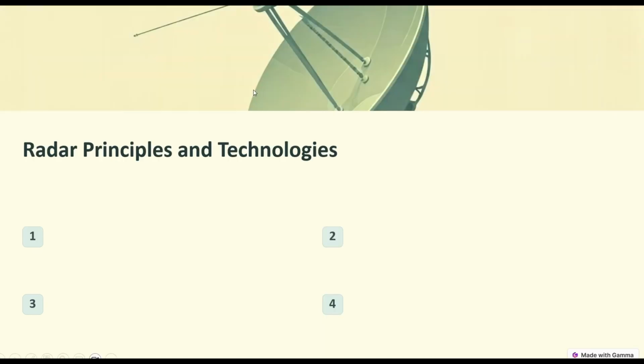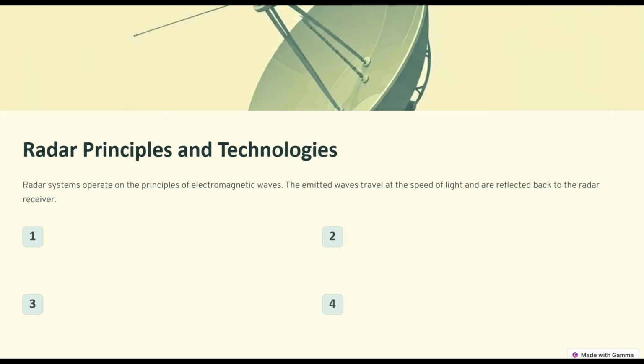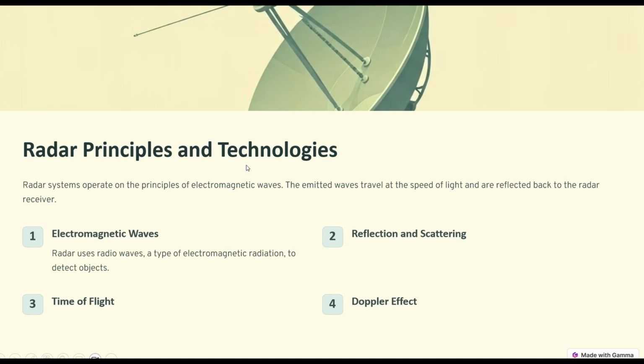Now let's see the radar principles and technologies. Radar systems operate on the principles of electromagnetic waves. The emitted waves travel at the speed of light and are reflected back to the radar receiver to calculate various parameters. The radar uses radio waves, which are a type of electromagnetic radiation, to detect objects. The time of flight, the time it takes for the radio wave to travel to the target and back, determines the distance to the object.